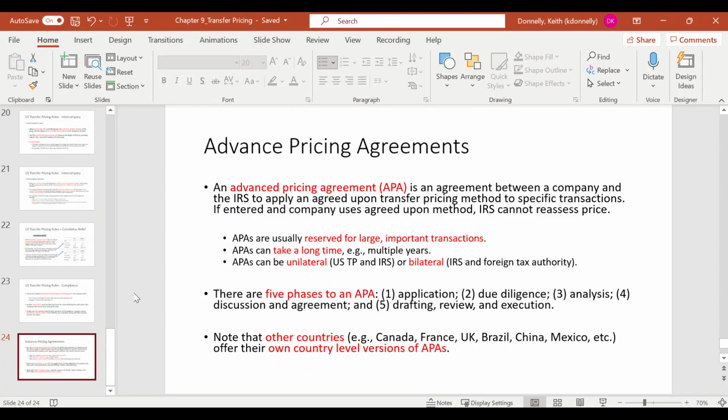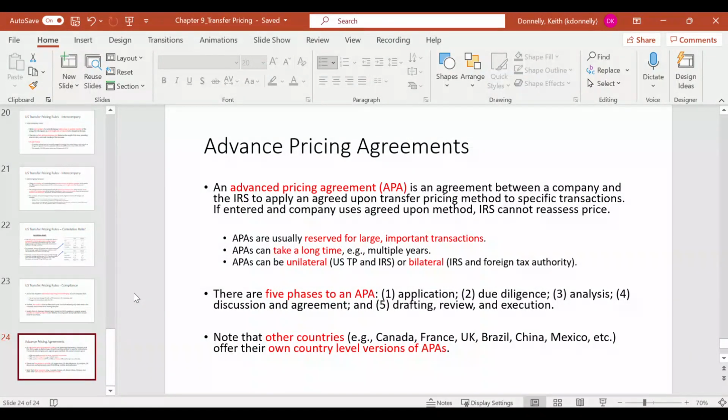It's basically going to the IRS first and saying, is this okay? Now, these are really reserved for large, important transactions. They take a lot of time, for example, multiple years. And they can be unilateral, that is to say, between us and the IRS, or they can be bilateral. The IRS and the foreign tax authority could sign off on it. There are 5 phases to it, not as concerned about that: application, due diligence, analysis, agreement, drafting.